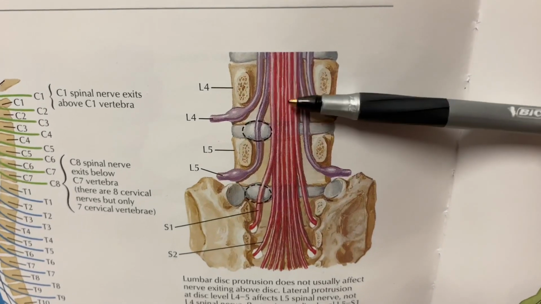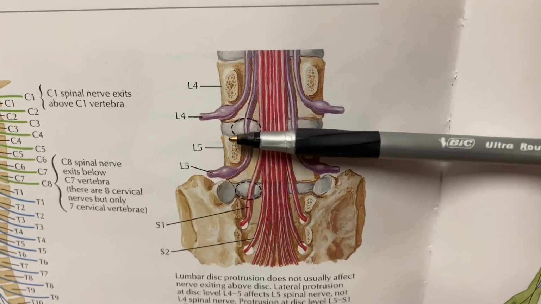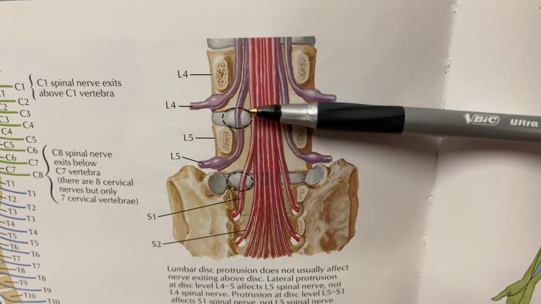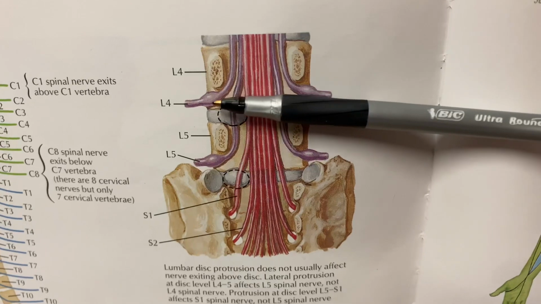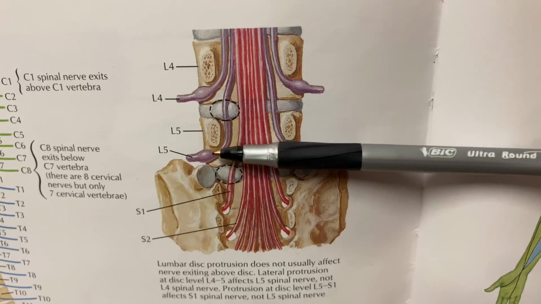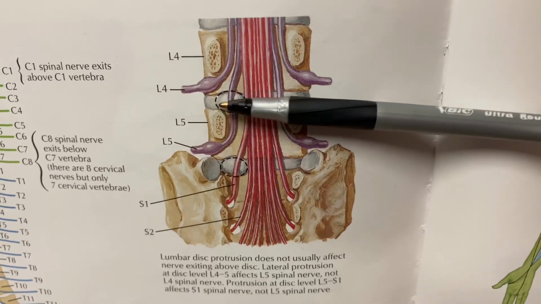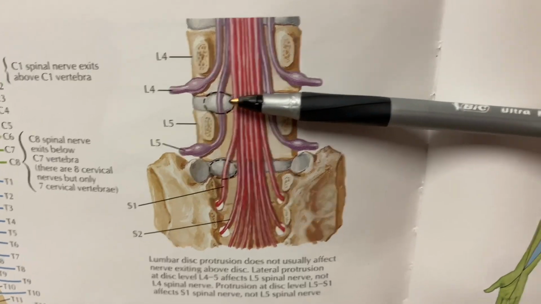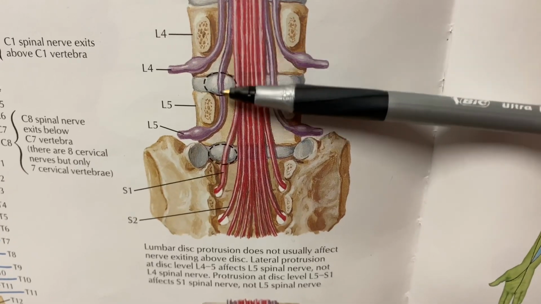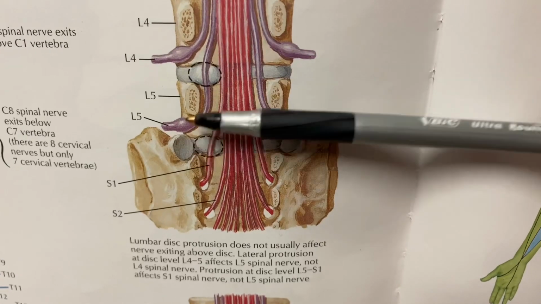And you can see if the L4, L5 disc is bulging or herniated, and most of the time it herniates out kind of to the side and to the back like this, it doesn't affect the L4 spinal nerve root. It affects the L5 spinal nerve root. You see this? So the L4, L5 disc, if it's herniated or bulging or protruding, most of the time it affects the L5 spinal nerve root.